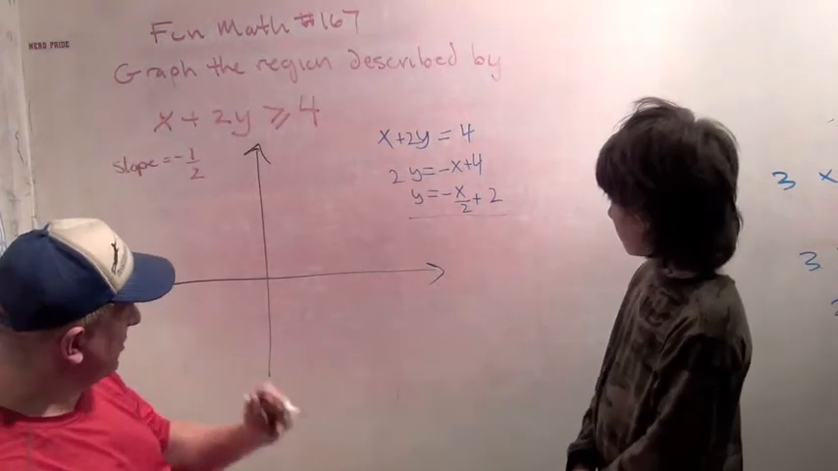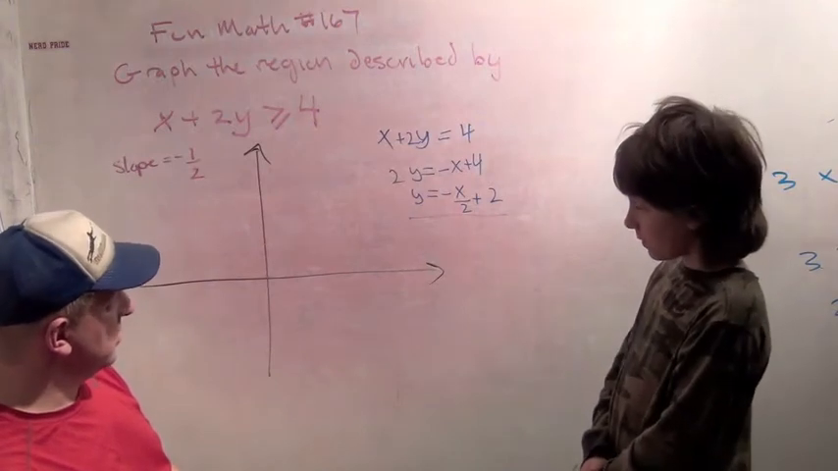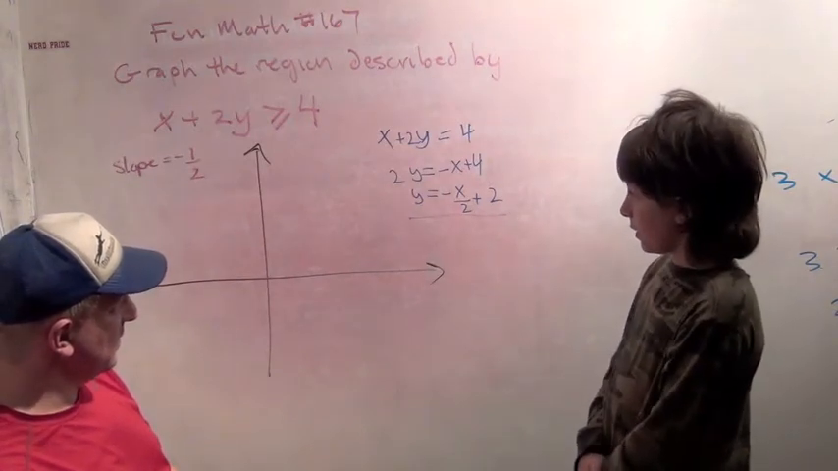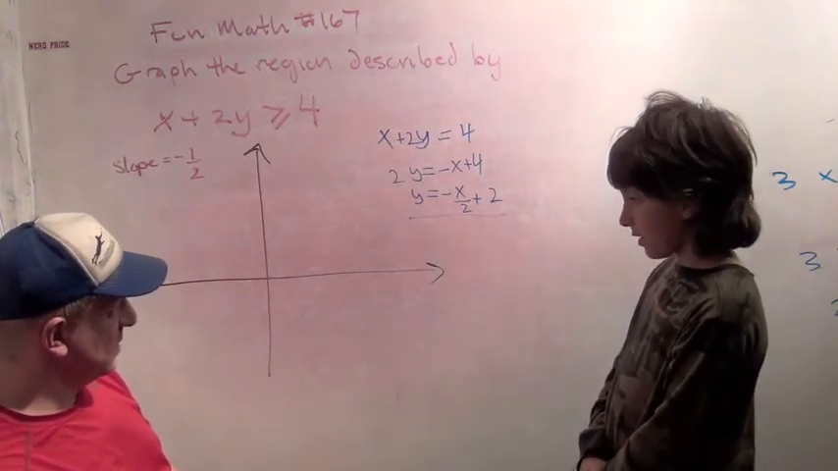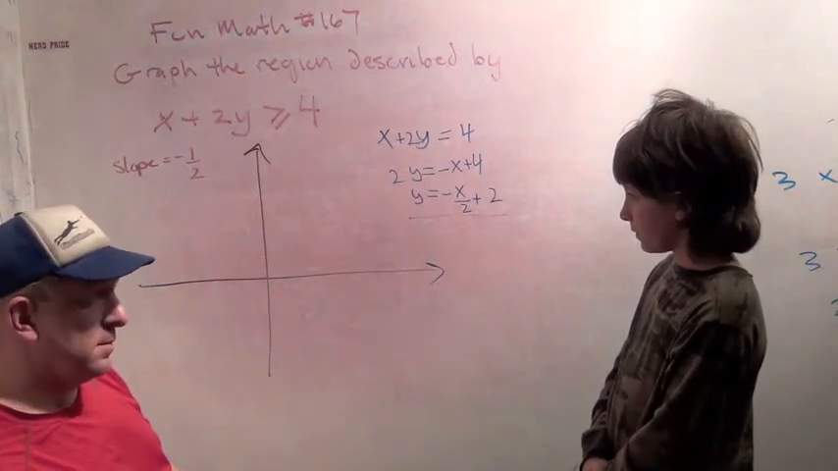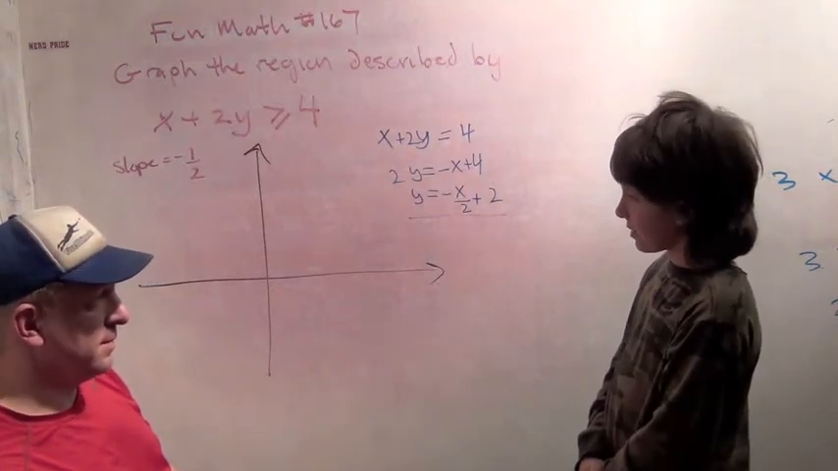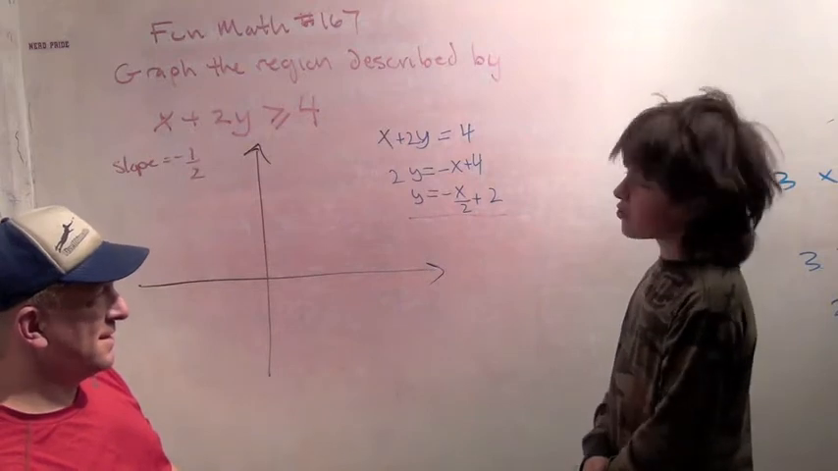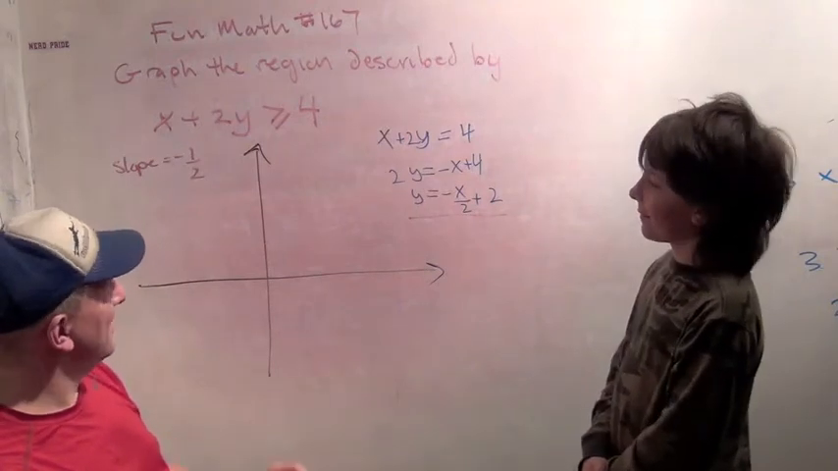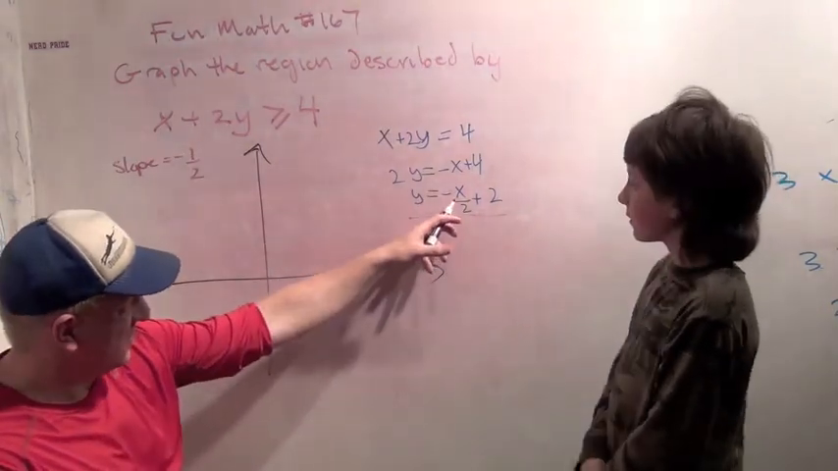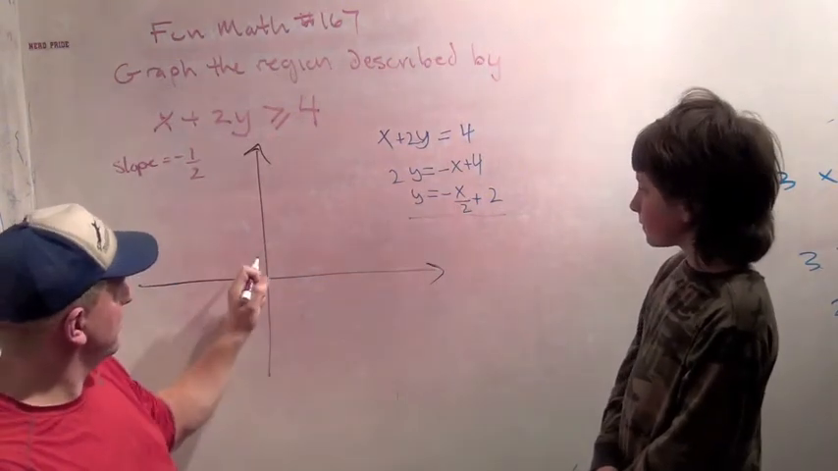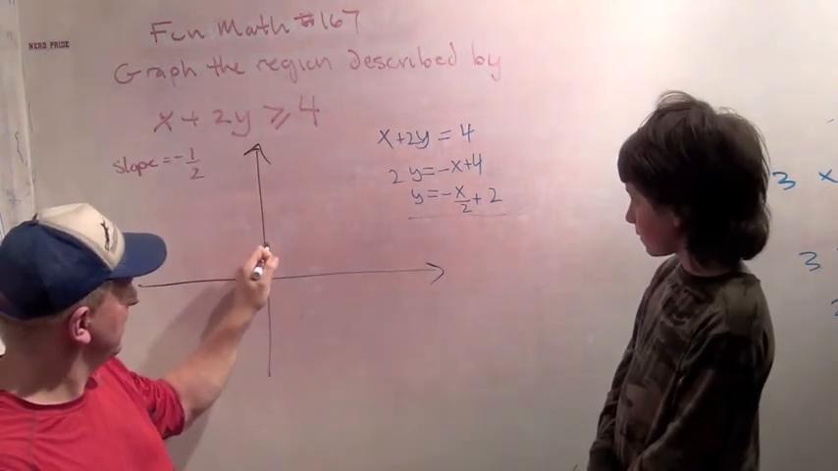Okay, and what's the y-intercept? It's 2. So it crosses the y-axis at 0, 2. It crosses the y-axis when x equals 0, so y equals 2. I'm just going to say that's here. I'm not going to label.